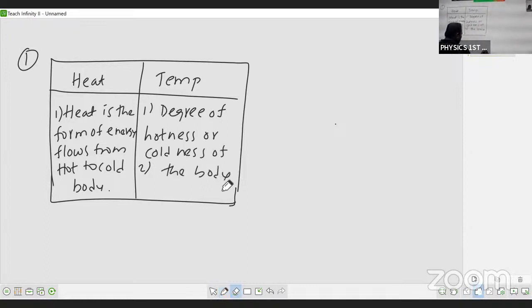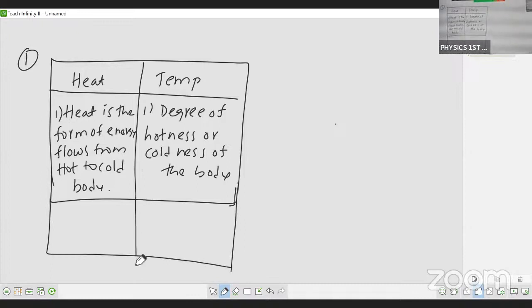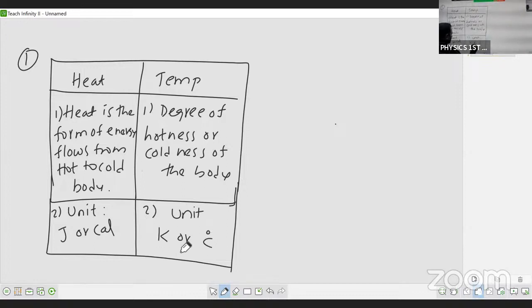One point of difference between heat and temperature: heat is a form of energy that flows from hot body to cold body. Temperature is the degree of hotness or coldness of the body. Heat unit: joule is the SI unit, also calorie. Temperature unit: Kelvin or degree Celsius or degree centigrade, anything, no problem.